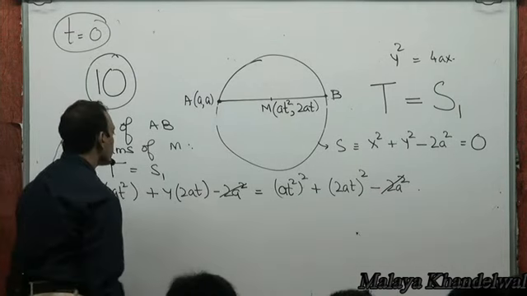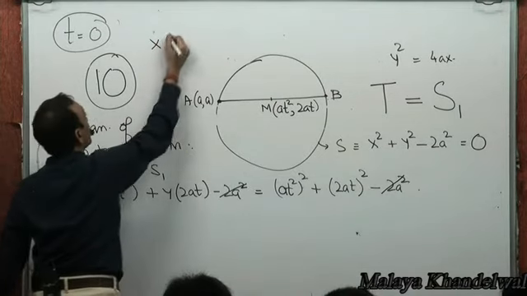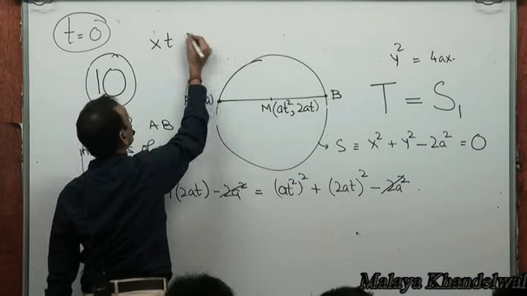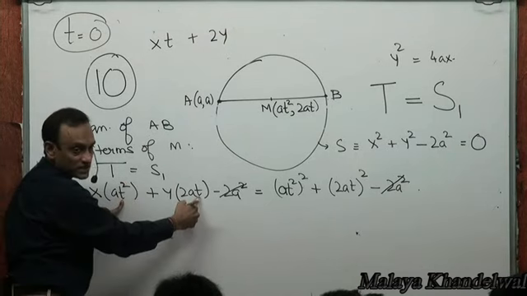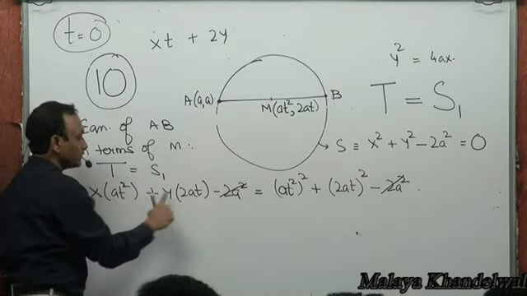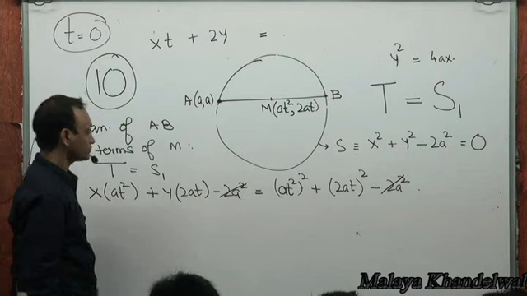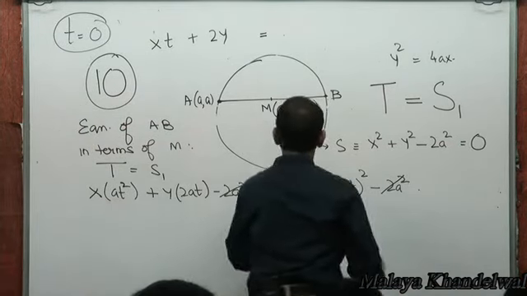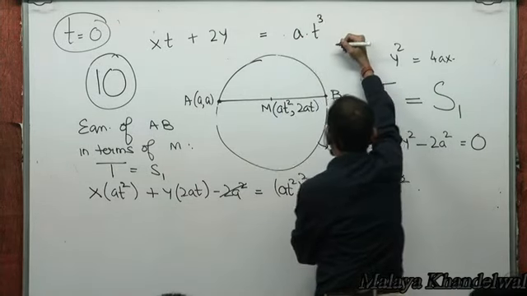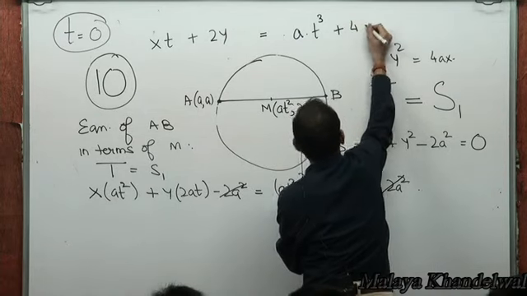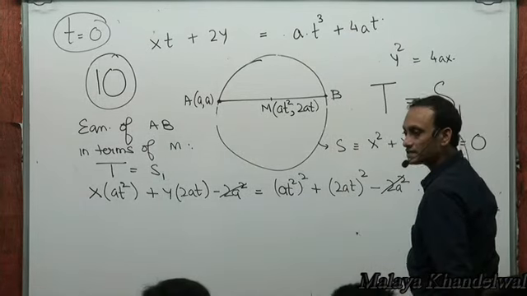Now, let me cancel the t's and the a's. So xt plus 2y, right? One a will get cancelled and one t will get cancelled from here, one t from here. So xt plus 2y equals at squared. So one a will get cancelled. So there is t cubed, right? Another a would get cancelled. So plus 4at, 4at, this is what it is, right?